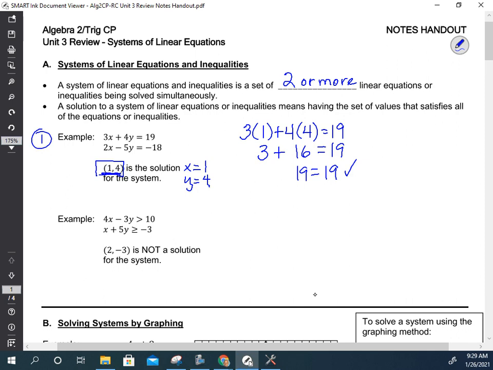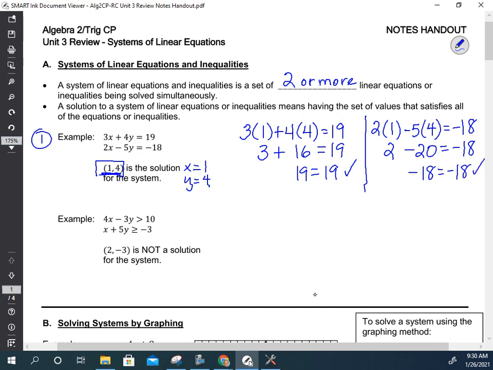Now we check the other one. You must check both of them. It has to work for both parts of the problem. 2 times 1 is 2. 5 times 4 is 20. Negative 18 equals negative 18. Checks out. So it works.